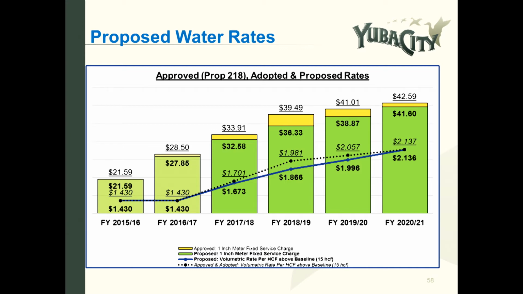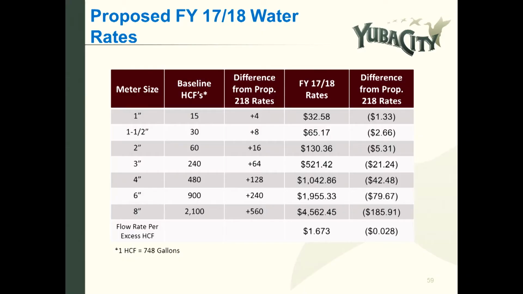And if conditions were to continue as they did this last year in terms of that higher conservation level, this is what we would be projecting for water rates over the remaining years of the rate study. So for fiscal year 17-18, and I'll focus on the 1-inch water service, the baseline allocation is 4 units higher than what was approved through Prop 218. And the actual water rate is $1.33 below what was approved through the 218 process.